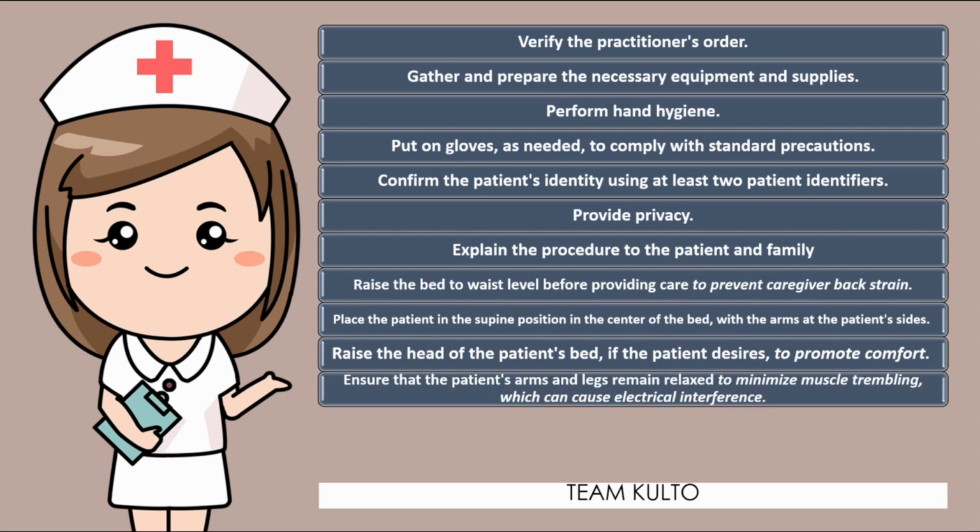Next, ensure that the patient's arm and legs remain relaxed to minimize muscle trembling. Naalala mo sa ECG kapag nagbabasa kami, nag-error siya, naglalagay siya ng notification na muscle tremors. Yun. And which can cause electrical interference. Electrical interference po yung tawag doon.